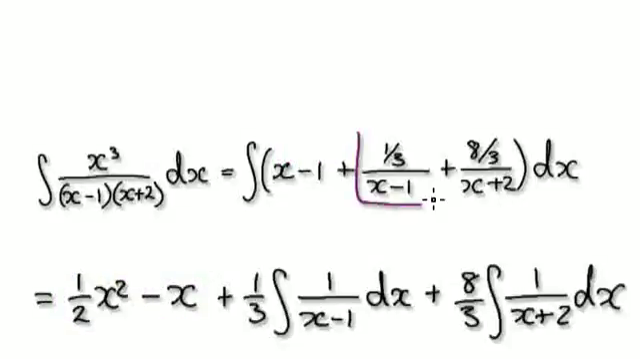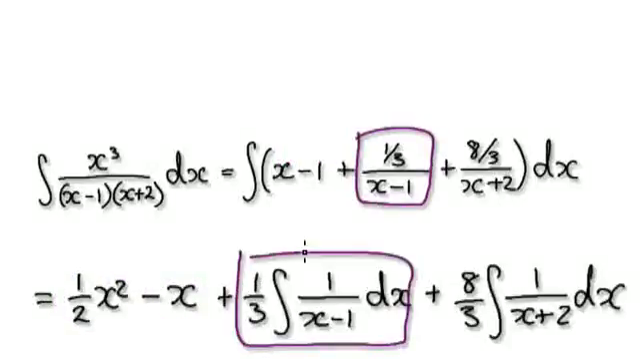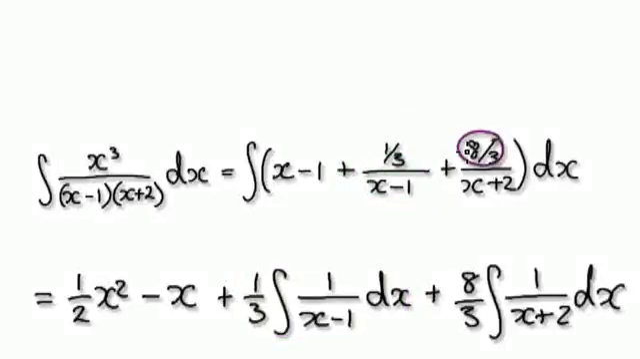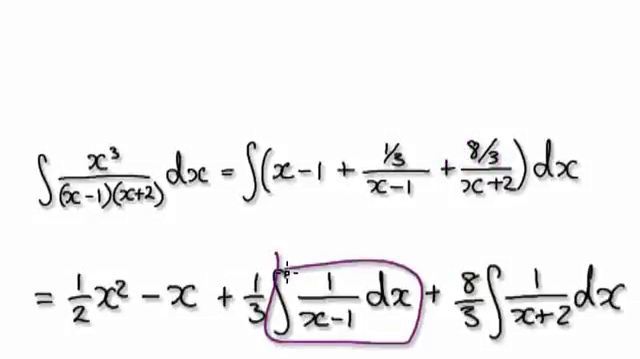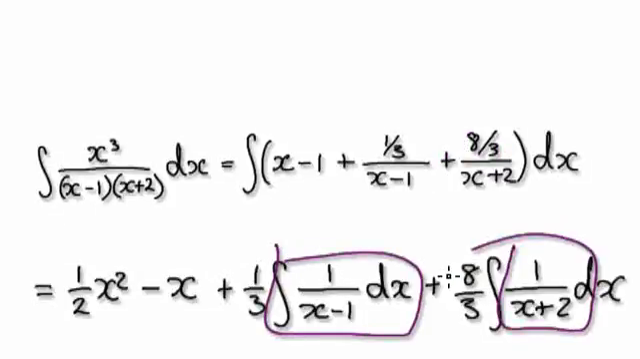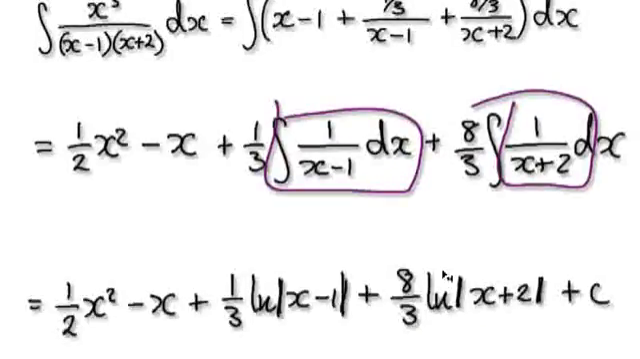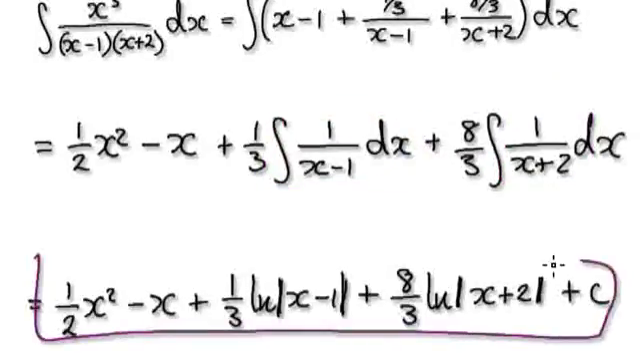So now rewrite this as this, because a third is a constant, so you can take it out. This here is a constant, so take it out. So now integrating this and integrating this would give us this. So overall, the answer would be this.